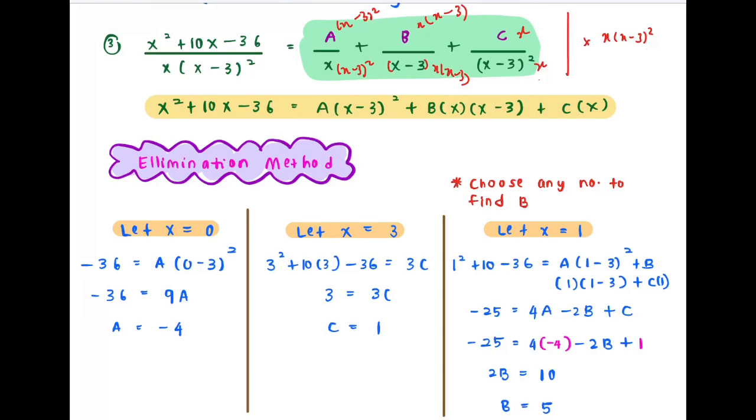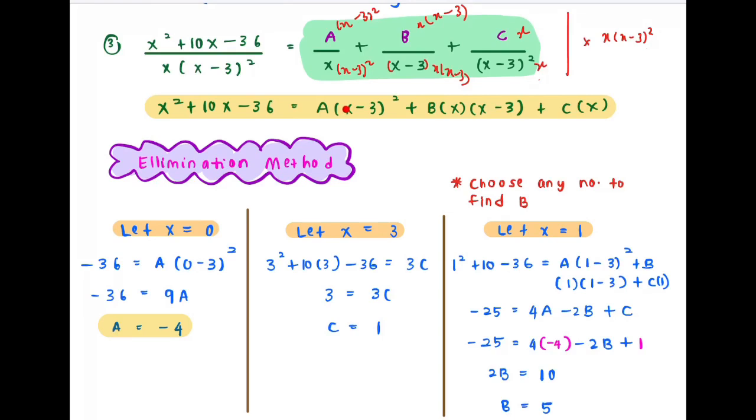So first of all, you know that we have x here. So the easiest one to target is this number here. So just let x equal to 0. So you lose this term and also the last term. You're just left with a. So let's solve. On your left hand side is minus 36. On your right hand side is a times minus 3 squared. So this is 9a. Therefore, our a is equal to negative 4.